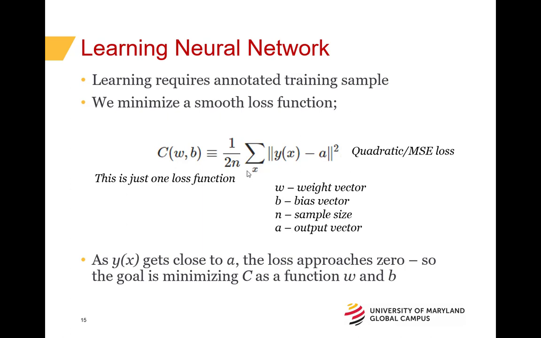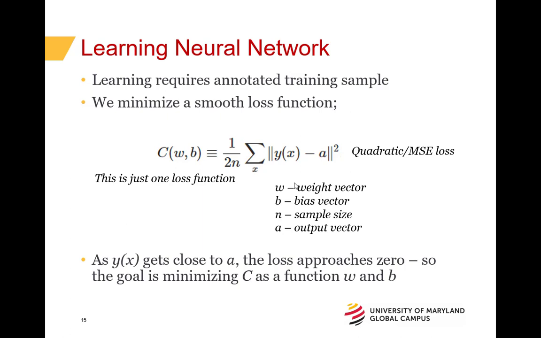Okay, and then you take the average, so effectively, the mean squared error. And here again, we say that C is the cost function, or the loss function, which is a function of the weights and the biases, because those are the things that we change. Other things we don't change, right?